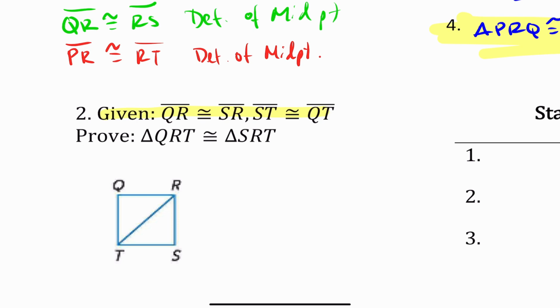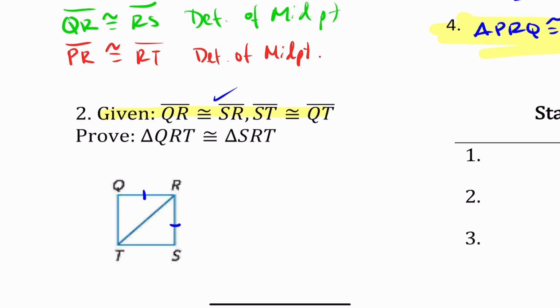So QR is congruent to SR. One tick mark there, one tick mark there. Good. Sorry, I did not pay attention. QR is this, SR is this. So one tick mark here, one tick mark here.